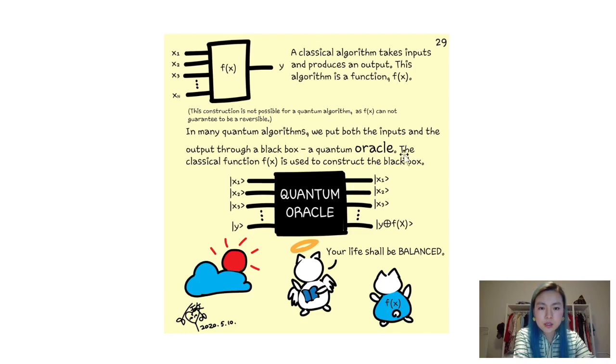So instead, in quantum algorithms, we build a setup like this, where your inputs are encoded into qubits. And this output qubit y also goes through the black box. You will get your input qubits out through the box, and your y qubit would become y controlled-NOT with f of x.